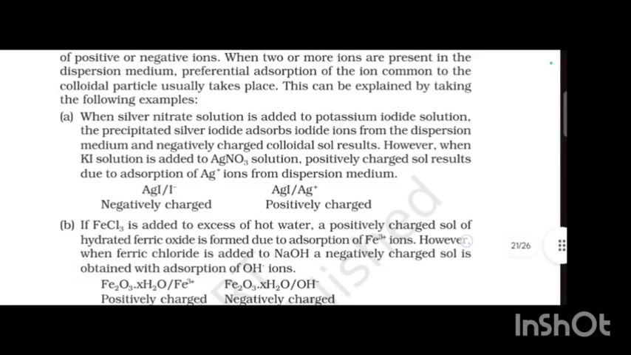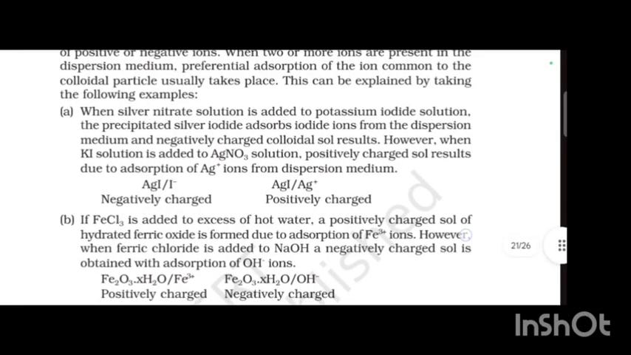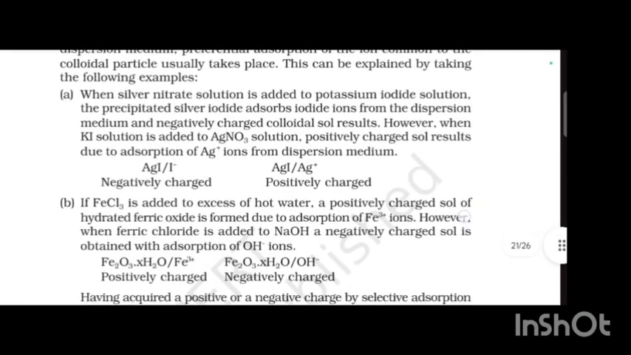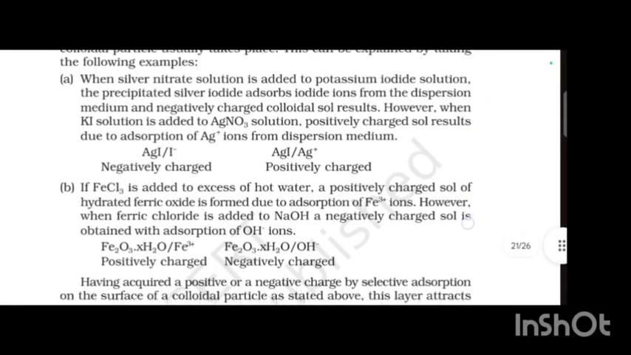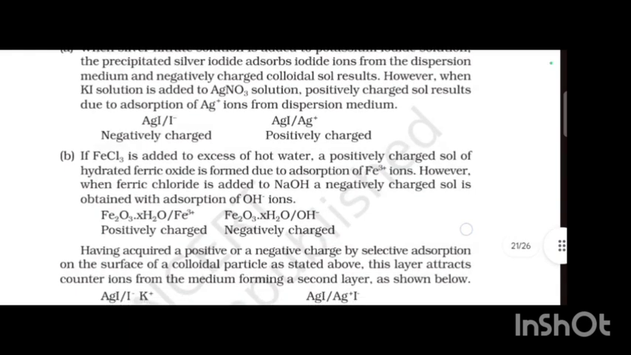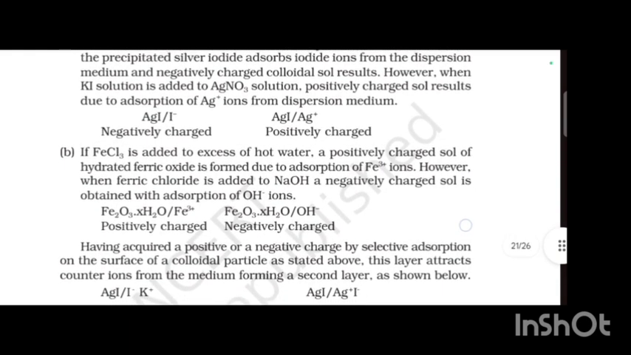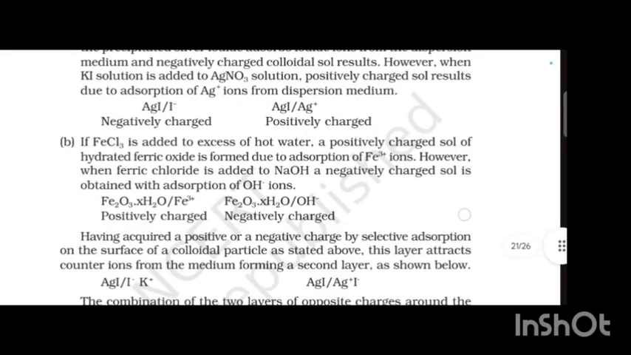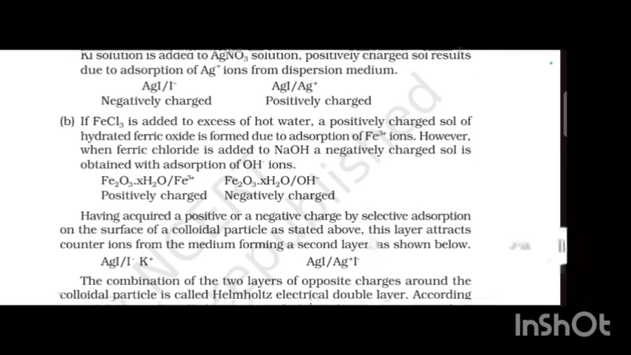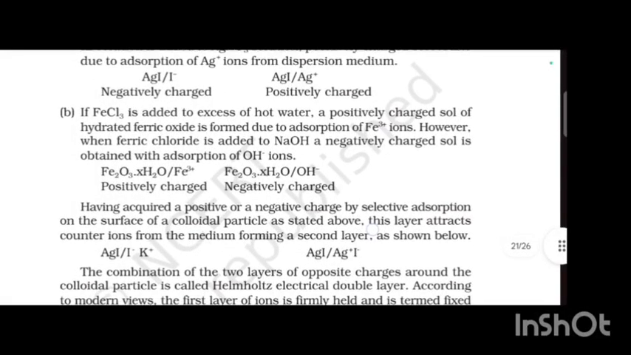When two or more ions are present in the dispersion medium, preferential adsorption of the ion common to the colloidal particle usually takes place. This can be explained by taking the following examples. A. When silver nitrate solution is added to potassium iodide solution, the precipitated silver iodide adsorbs iodide ions from the dispersion medium and a negatively charged colloidal sol results. However, when KI solution is added to AgNO3 solution, a positively charged sol results due to adsorption of Ag+ ions from the dispersion medium.